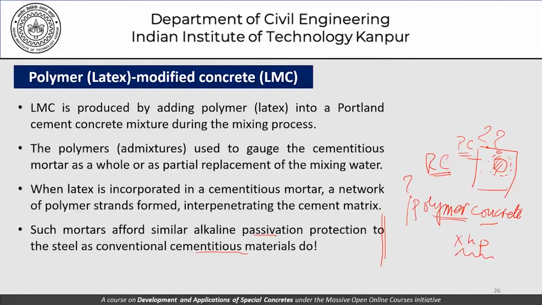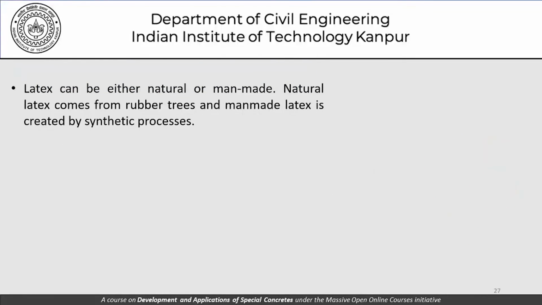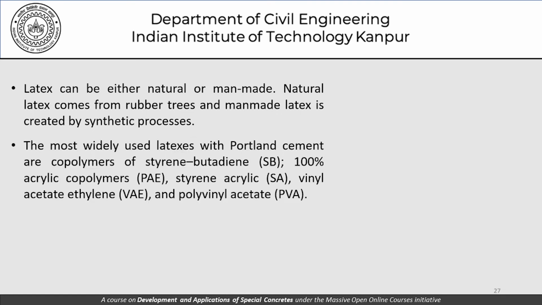As far as LMC is concerned, the answer has been provided here in this slide. Latex can either be natural or man-made. Natural latex comes from rubber trees, and man-made latex is created from synthetic processes. The most widely used latexes with Portland cement are copolymers of styrene butadiene, acrylic copolymers, which is PAE, styrene acrylic, which is SA, and vinyl acetate ethylene or polyvinyl acetate. These are some of the common latexes used in combination with Portland cement in making LMCs, that is, the latex modified concretes.